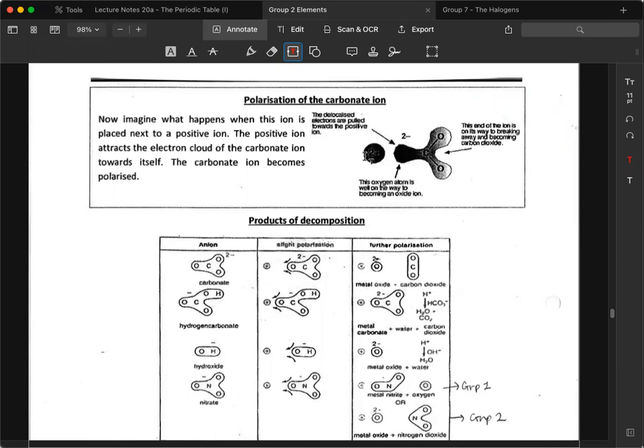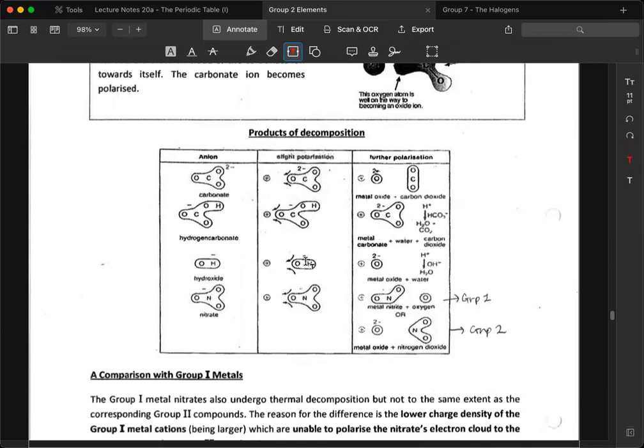The positive ion can attract the electron cloud of the carbonate ion itself. So the carbonate ion becomes polarized, with the oxygen atom on the way to become the oxide ion. So it will break down to form CO2. So this is what happened.